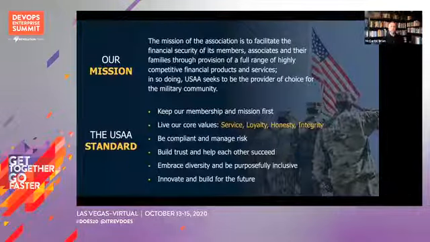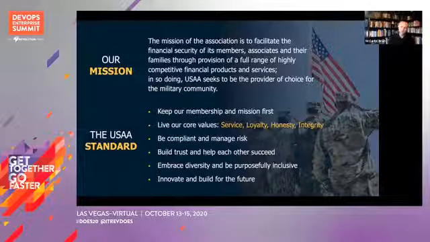USAA, if you're not familiar, is an organization that provides financial services to the United States military and their families. We start every meeting with a look at our mission and our USAA standard to ensure that the decisions we're about to make are in the best interest of our membership and the association. In particular, I'd like to point out number 3 under the USAA standard. For the purposes of this presentation, I think it's most impactful that be compliant and manage risk is the standard that applies the most.